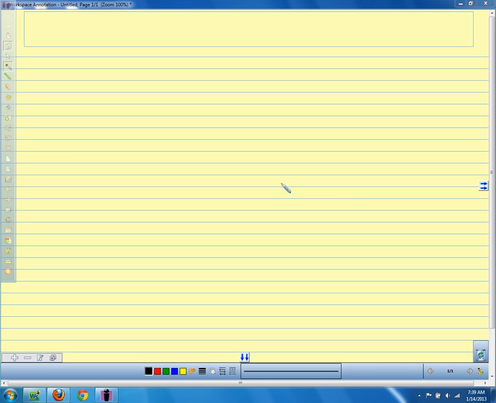Still in section 12.2. We're talking about vector valued functions, calculus. We're going to talk about integration today.